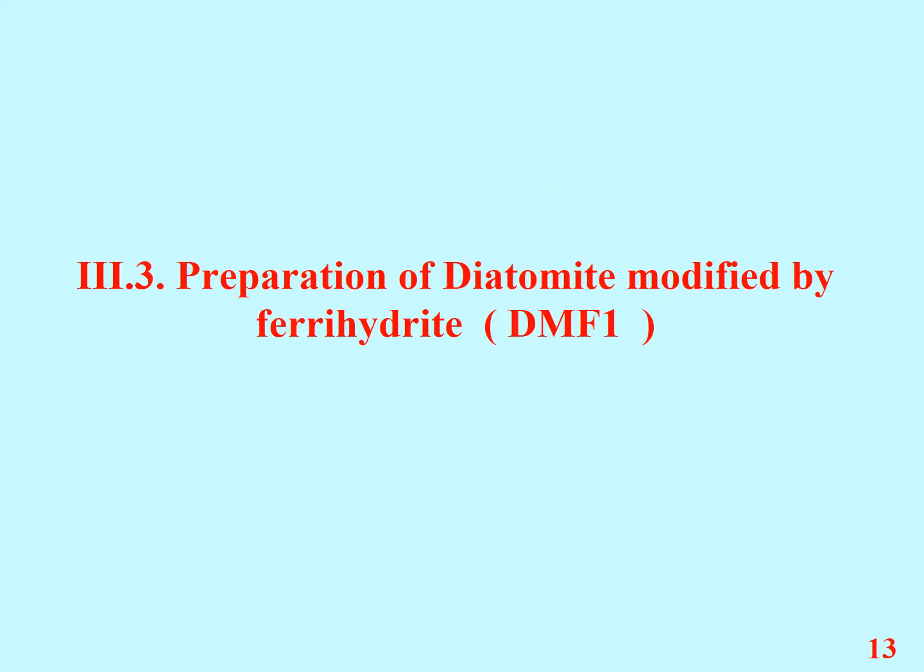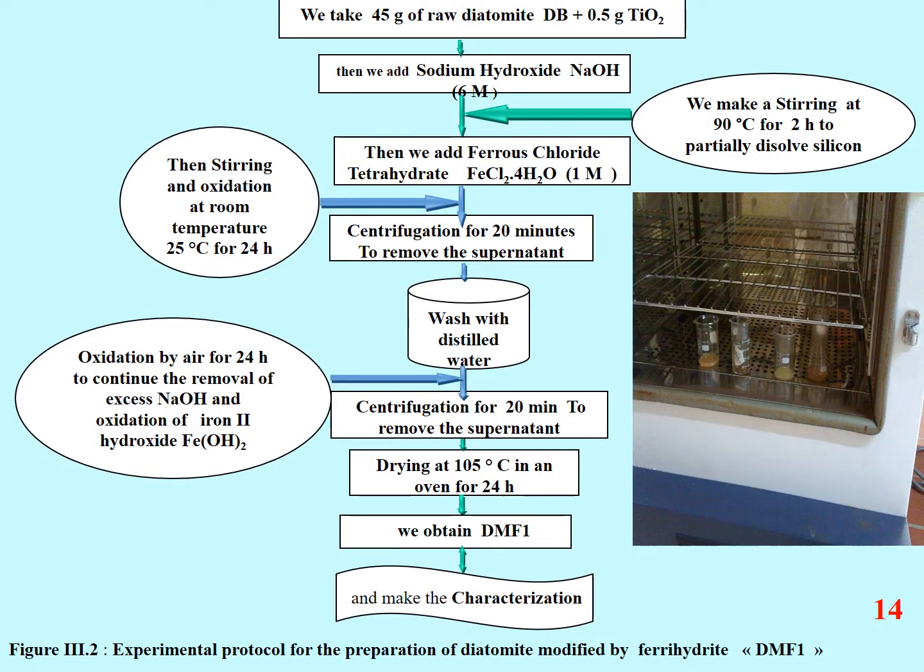Preparation of diatomite modified by ferrihydrite. We take 45 grams of raw diatomite plus 0.5 gram of titanium oxide. Then we add sodium hydroxide at 6 molar concentration. We stir at 90 degrees Celsius for 2 hours to partially dissolve the silicon. Then we add ferrous chloride tetrahydrate at 1 molar concentration.